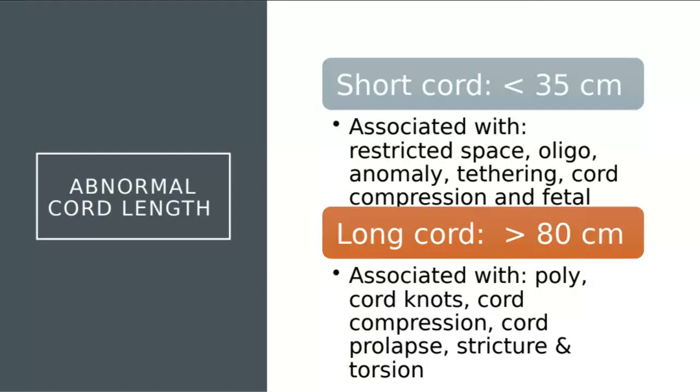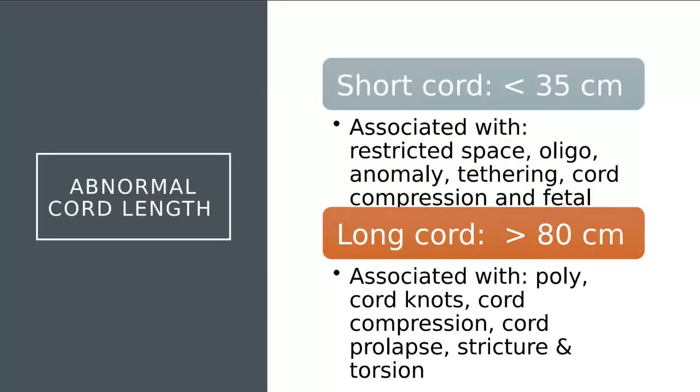So abnormal cord length, like we said, 40 to 60 centimeters. You can have a short cord or a long cord. Short cord is smaller than 35. Long cord is longer than 80. If you have a short cord, we are associating that with restricted space, so IUGR, oligohydramnios, which is not enough amniotic fluid, fetal anomalies, tethering of the cord, so it's getting stuck somewhere, cord compression, so it's getting squished somewhere, and then other sorts of fetal conditions.